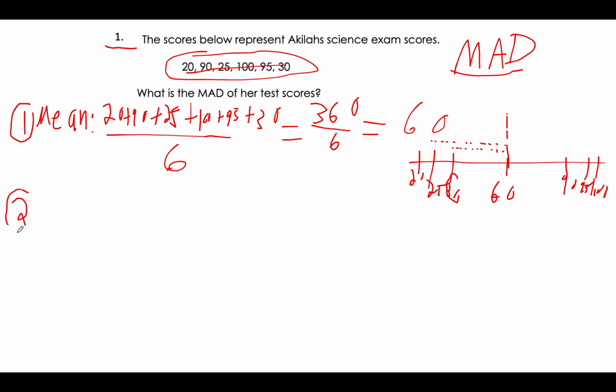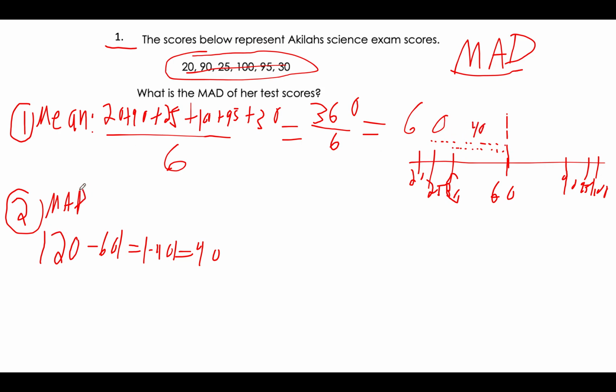So our second step is to calculate the MAD, and to do that we need to find the absolute value of the difference between each point and the mean. So let's start with 20 minus the mean of 60. We get the absolute value of negative 40, which just gives us 40. We're going to do that for each of our points, finding the absolute value of the difference between each point and the mean. So that one would be 40.